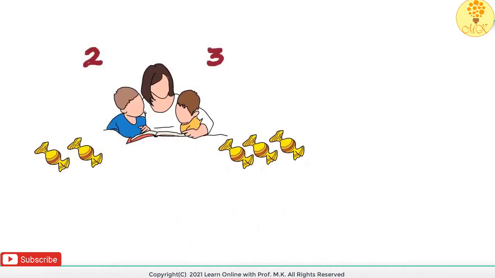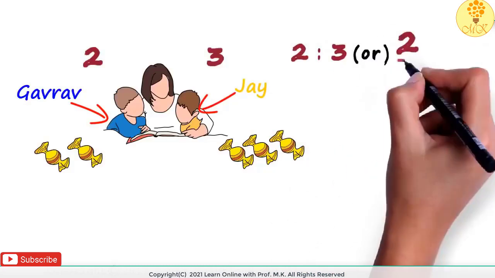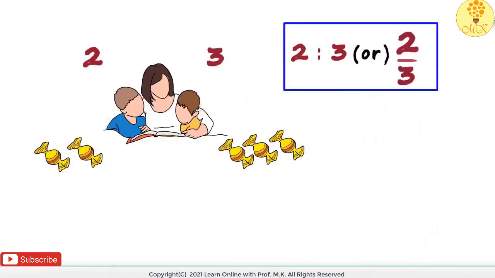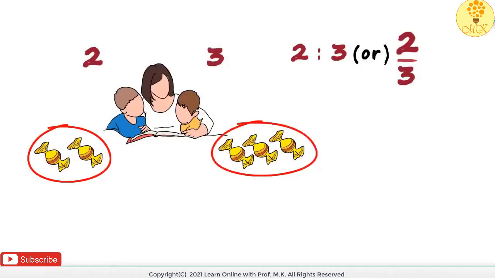So the ratio of the number of chocolates Gaurav got to the number of chocolates Jay got is written as 2:3 or 2 divided by 3. This can be read as 2:3. We are basically comparing the number of chocolates Gaurav got to the number of chocolates Jay got.